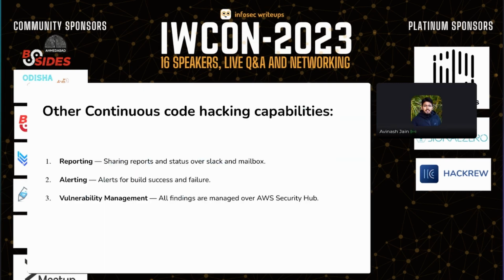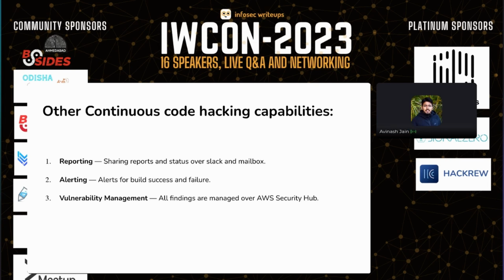So apart from running various different types of security checks, the other major capability that it provides is reporting. You can share these results across multiple Slack channels, across multiple communication channels, even to your mailbox. You can even alert your developers whether the build has been successfully built or not, depending on whether any security vulnerability is found in the changes or not.